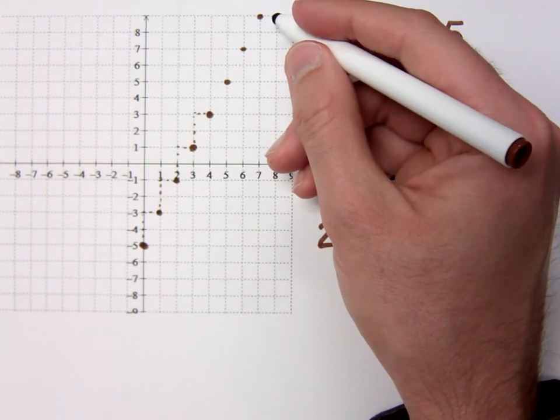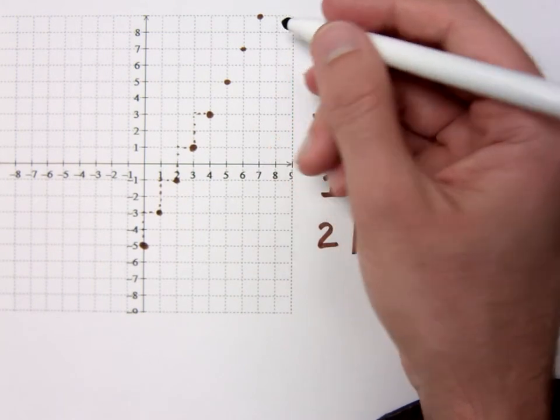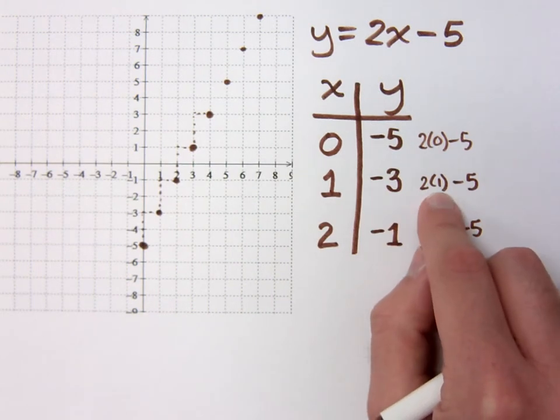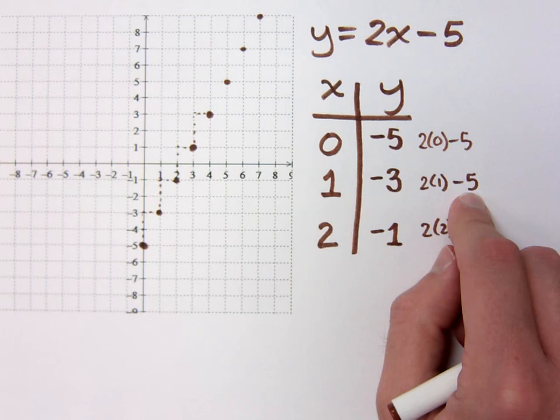Sorry. How'd you get the negative 3 again? On the t-table? Yeah. 2 times 1 is 2, minus 5 is negative 3.